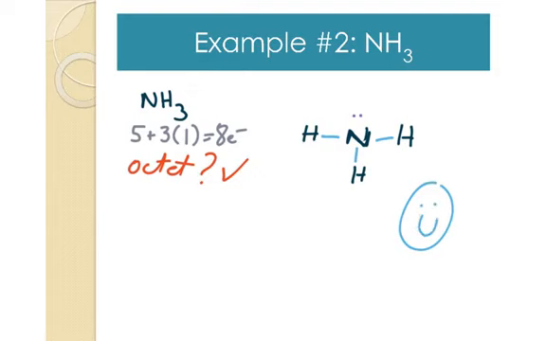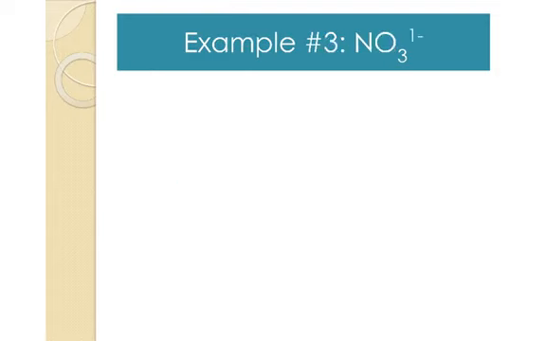All right, example number 3, NO3 with a 1- charge. Let's knock this one out. So my nitrogen is in the 5th column, 5 valence electrons. I've got 3 oxygens in the 6th column.